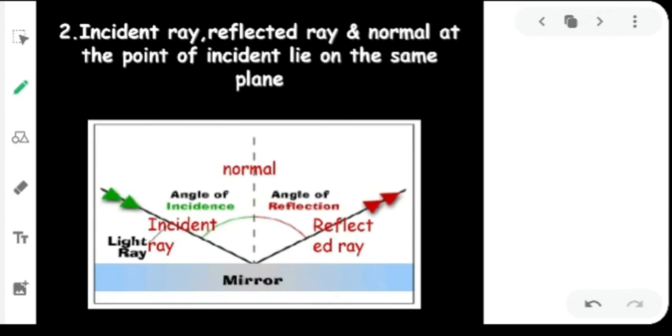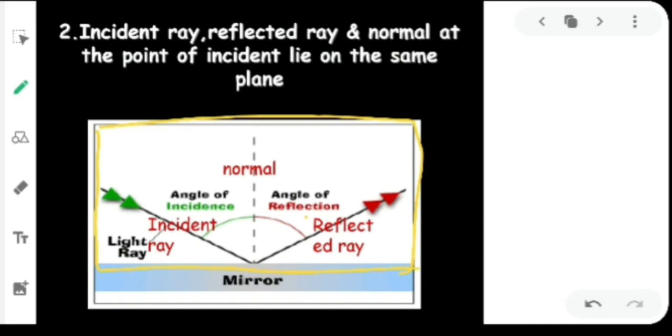We can see over here, this is the mirror, the incident ray is falling here, the reflected ray, angle of reflection and angle of incidence are shown. These are all in the same plane. They are not changing their plane. They are all in the same plane. So these laws are applicable to both the mirrors.